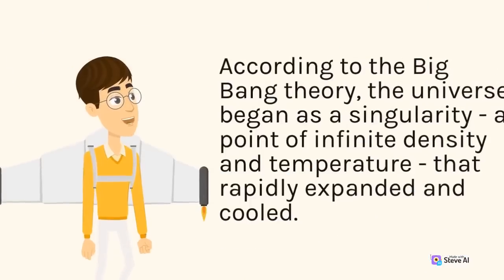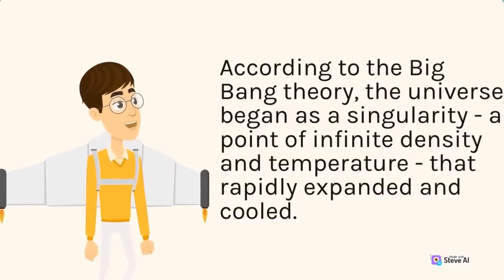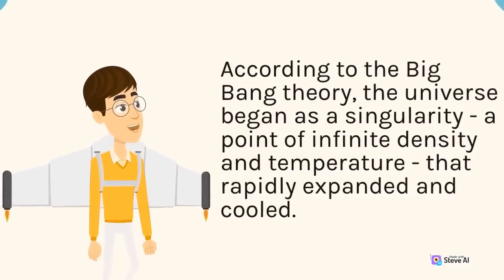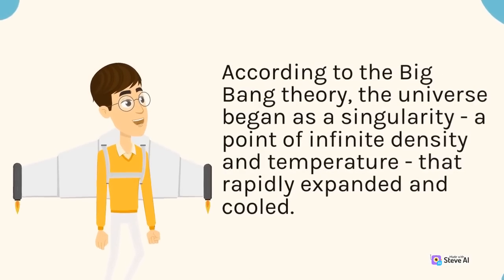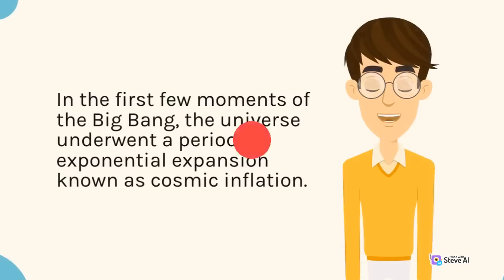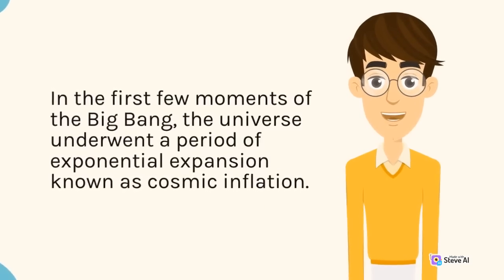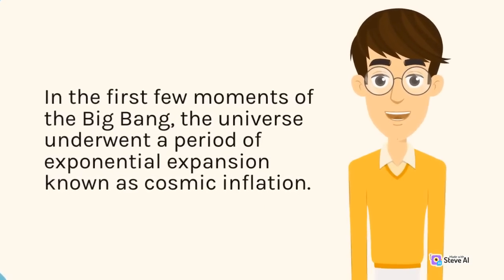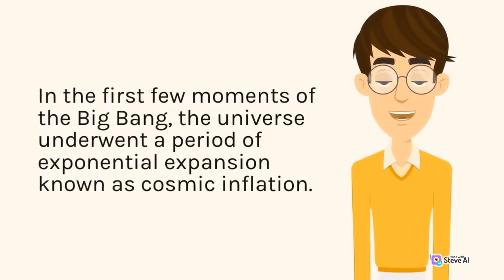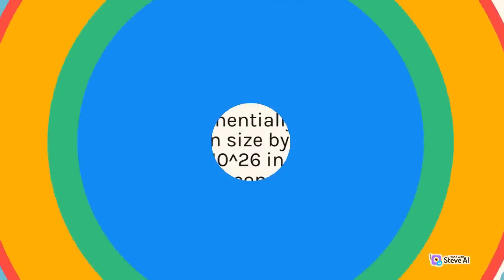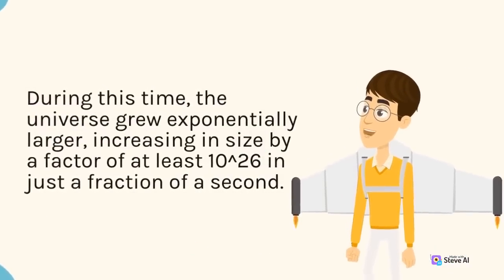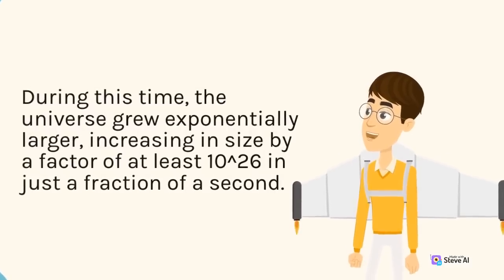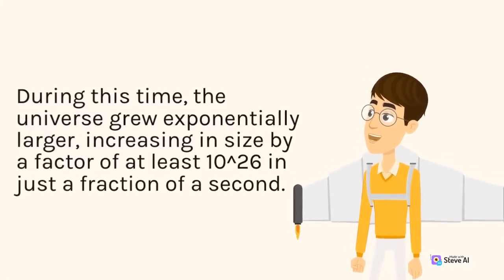According to the Big Bang theory, the universe began as a singularity, a point of infinite density and temperature, that rapidly expanded and cooled. In the first few moments of the Big Bang, the universe underwent a period of exponential expansion known as cosmic inflation. During this time, the universe grew exponentially larger, increasing in size by a factor of at least 10^26 in just a fraction of a second.